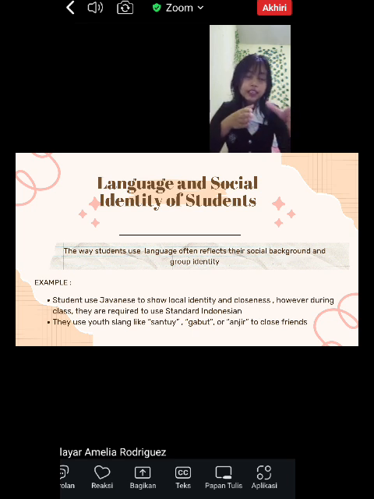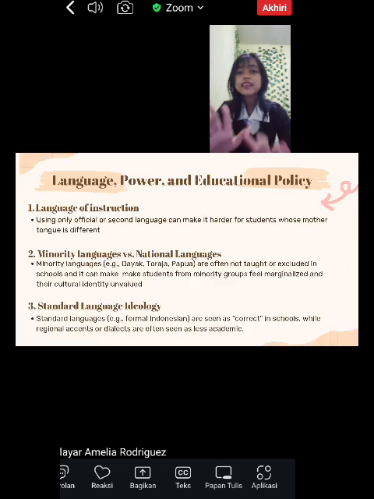And in contrast, when someone speaks informally to someone who is not close, this may lead to misunderstanding, and that person will feel mad. Okay, next slide. Language, power, and educational policy.